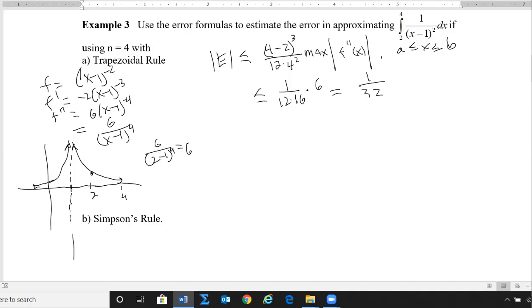So since it's in this form, remember, it's somewhere in here, like that, 1 over 32. So we can be sure, using n equals 4, that the error is no larger than 1/32 for this formula using the trapezoid rule.